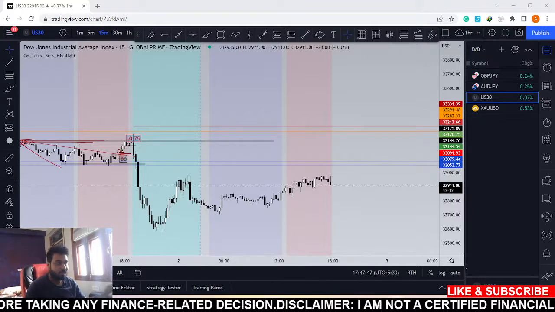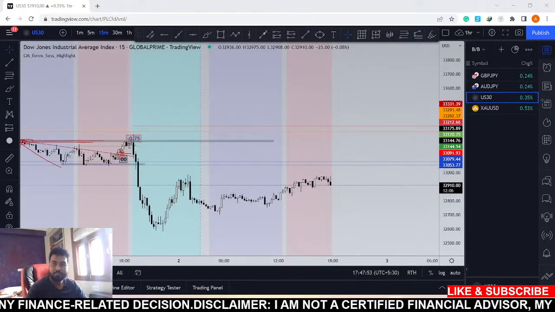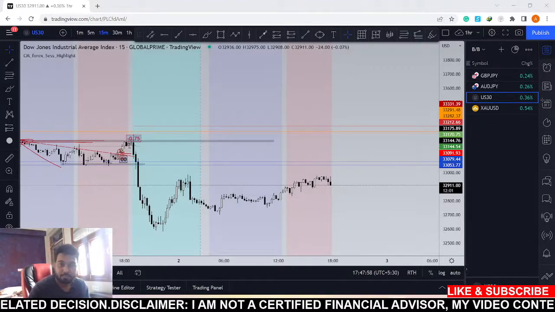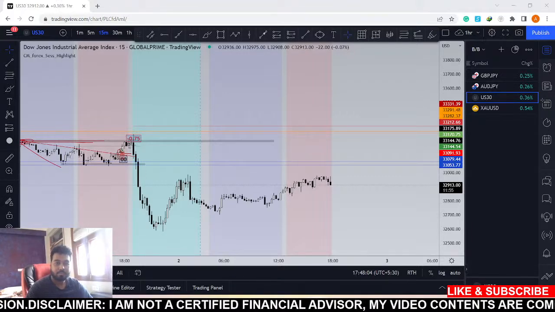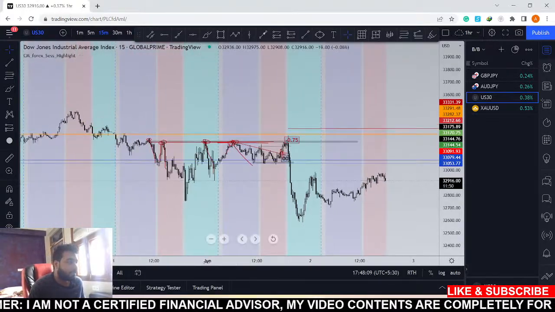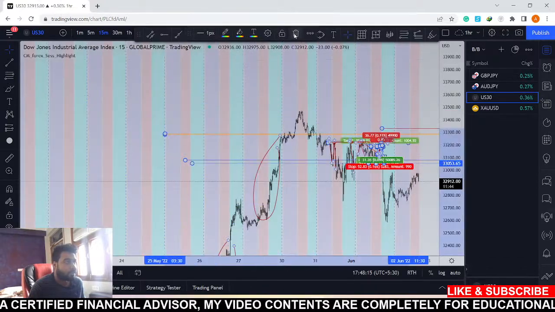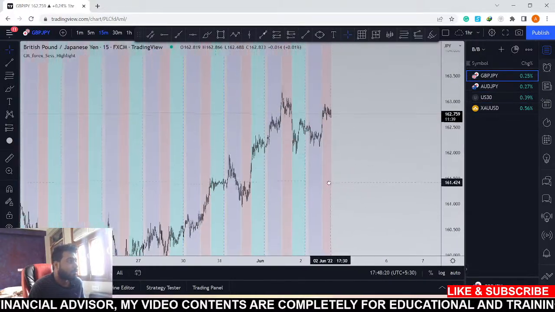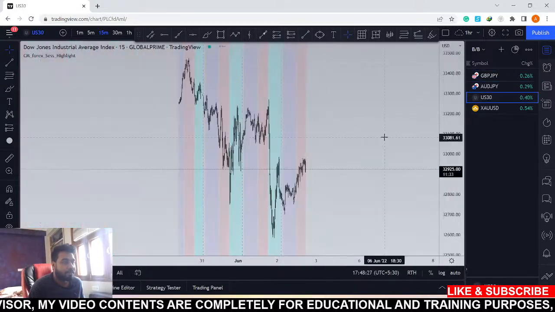So let's mark our zone first. I just clean my previous chart. By doing so, you get the fresh eye to start your analysis. Just clean up the chart first.